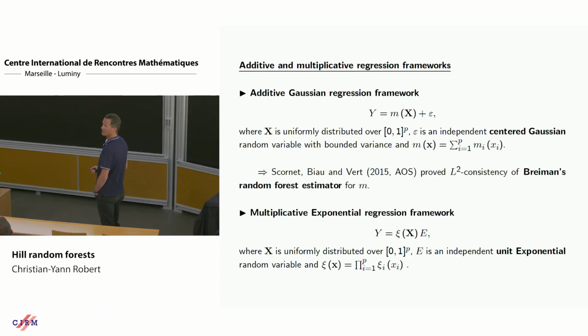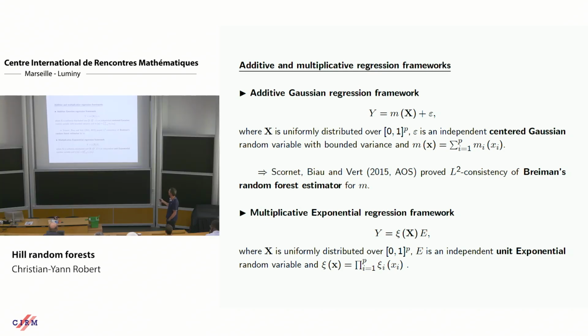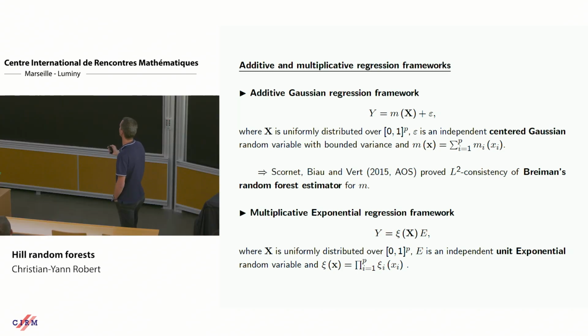As I explained previously, there are not a lot of papers that are able to give theoretical consistency results for machine learning algorithms. In the case of Breiman's random forest, Scornet, Biau and Vert, in a recent paper, prove that this estimator is L2 consistent. That is, they consider the regression framework with the L2 distance, so the quadratic loss, and then prove that uniformly over the space, the estimator is consistent. But they have some assumptions.